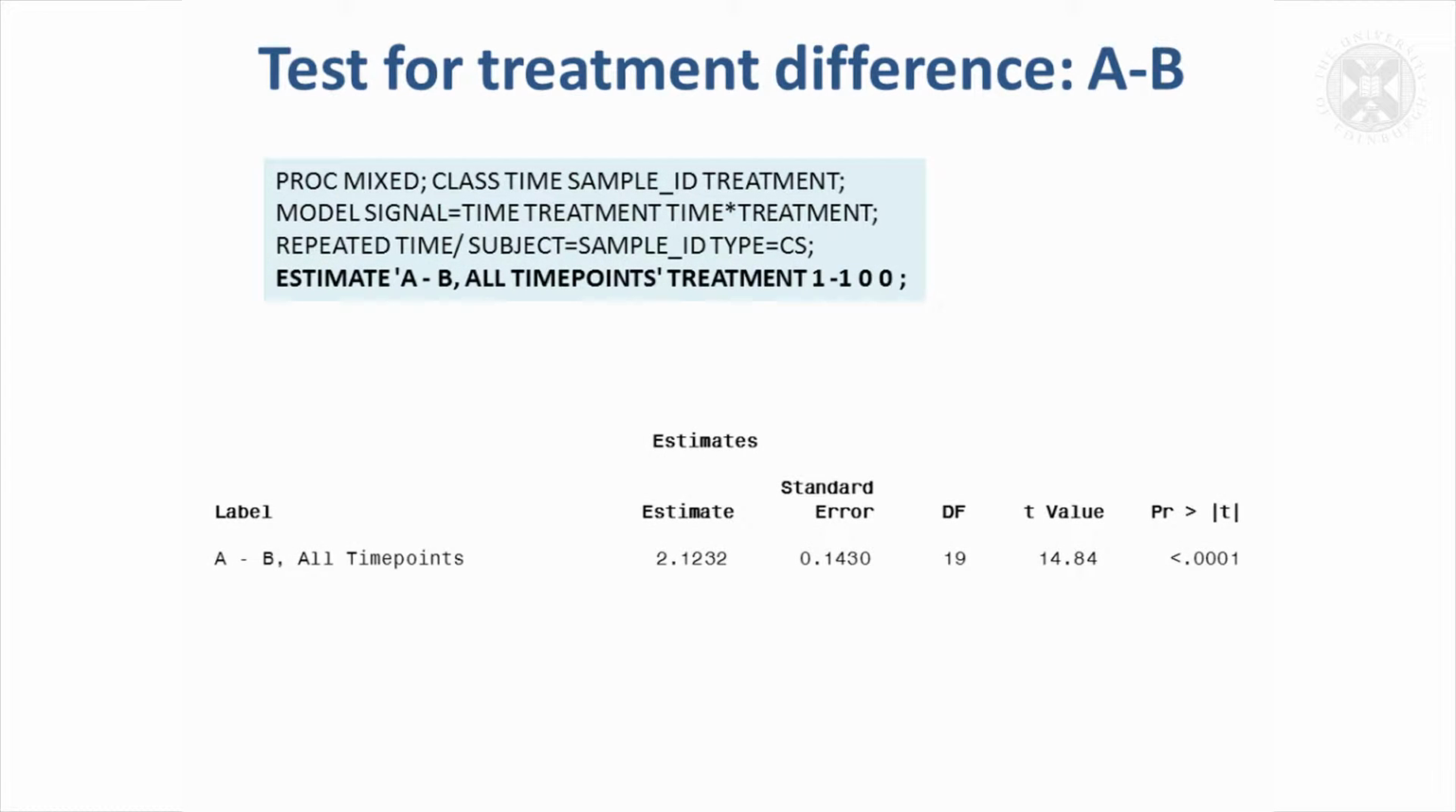Although we already had the differences between each pair of treatments, you can do that another way using this estimate statement. So with this you can be very specific about what you want to get the difference between. So here we're saying difference between treatments A and B across all time points, and we give these coordinates. We've got 4 treatments analysed, and we say we want the first one minus the second one, and it'll give us the estimates of that.